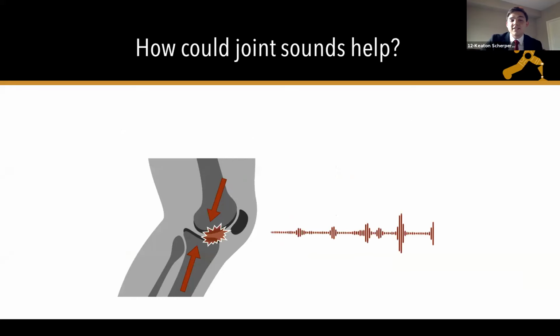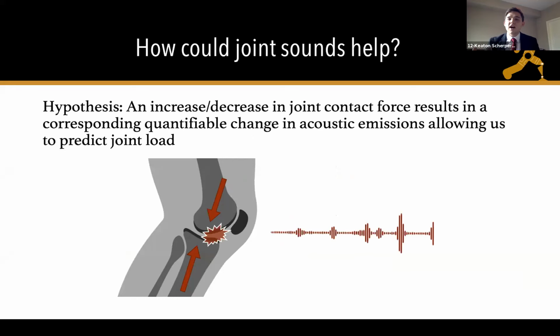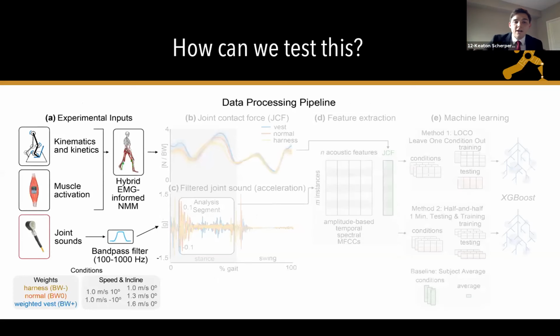We hypothesized that an increase in these joint contact forces results in a corresponding change in the sounds due to the proportional increase in dynamic friction with normal force, thus allowing us to predict joint load. So previous work has shown that these sounds do indeed correlate with external mechanical load on the knee in controlled environments and narrowly defined movements. But the question still remains whether this translates to internal forces and more complex tasks. So how can we test this?